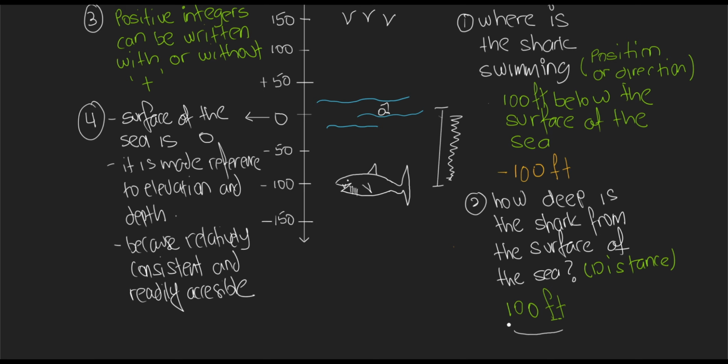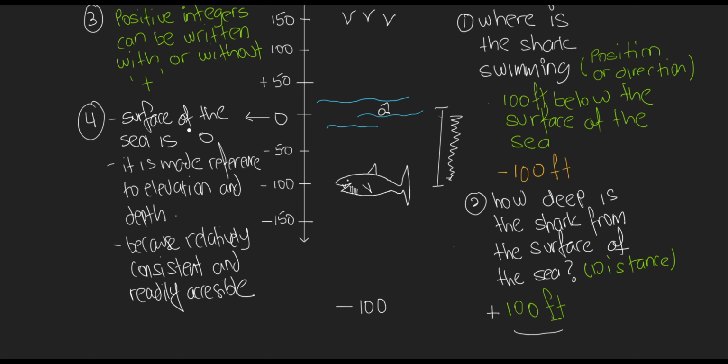Now, positive integers can be written with or without the positive sign. So let's make it clear. When you are writing a positive value, in this case 100 feet is positive, I have the option of just writing it like this, or I can add the positive sign, but it is not necessary because if you don't write it with any sign, it is understood to be a positive value. However, if it is a negative integer, I must use the sign before the number to clearly state that this is a negative integer, right?